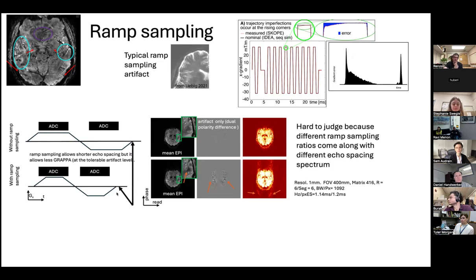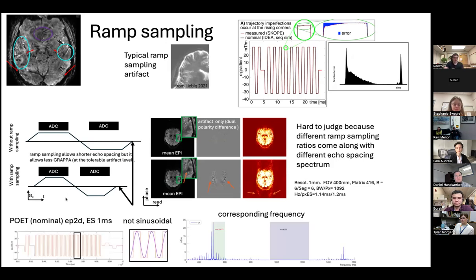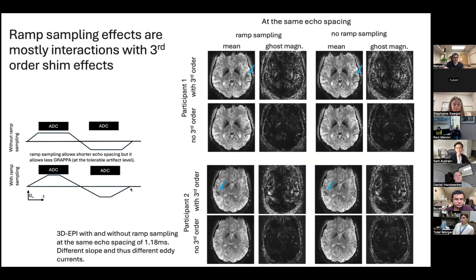Specifically also, if you don't use ramp sampling, or if you use ramp sampling, you have a different echo spacing. You can see that here we are slightly shorter. So to really pin down how much ramp sampling affects our data quality, I reconfigured it in a way that I'm not only changing the ramp sampling, but also keeping the echo spacing identical.